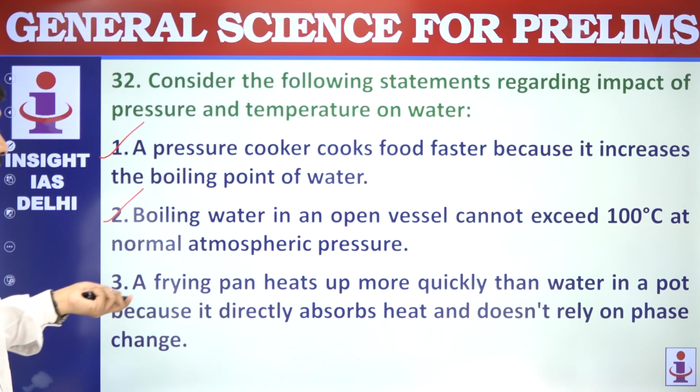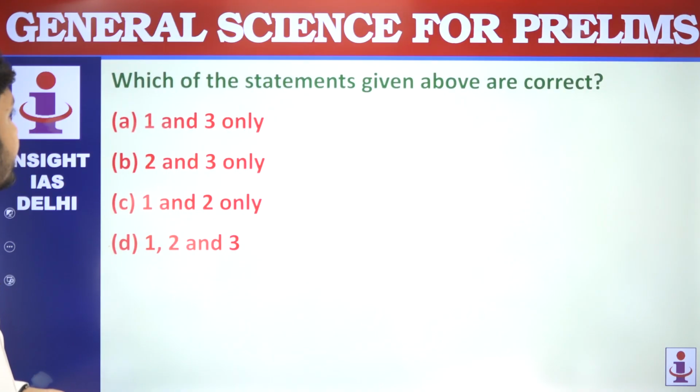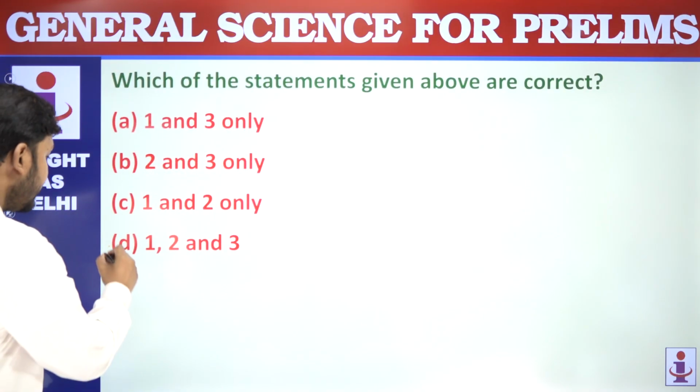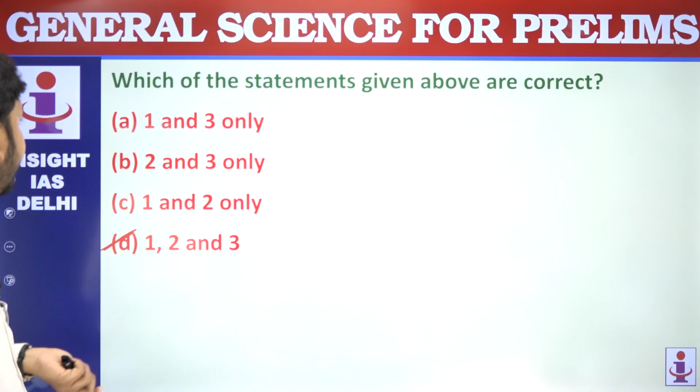This is also correct. A frying pan heats up more quickly than water in a pot because it directly absorbs heat and does not rely on the phase change. So this is also right, and they are asking for the correct statements, and all are there in option D, that is, 1, 2, 3 are correct.